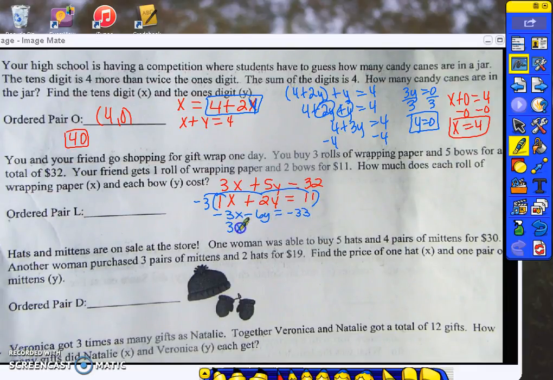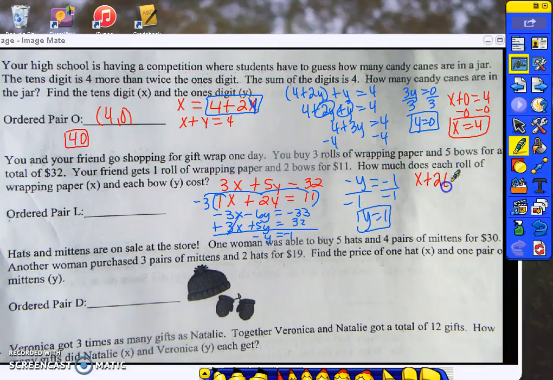Negative 3 times 11 is negative 33. Write the first equation underneath it and combine like terms. Negative 3x plus 3x cancels itself out. Negative 6y plus 5y is negative y. Negative 33 plus 32 is negative 1. Divide by negative 1 on both sides. y equals 1. I'll take that y and plug it into one of my equations. 2 times 1 is 2. Subtract 2 from both sides.